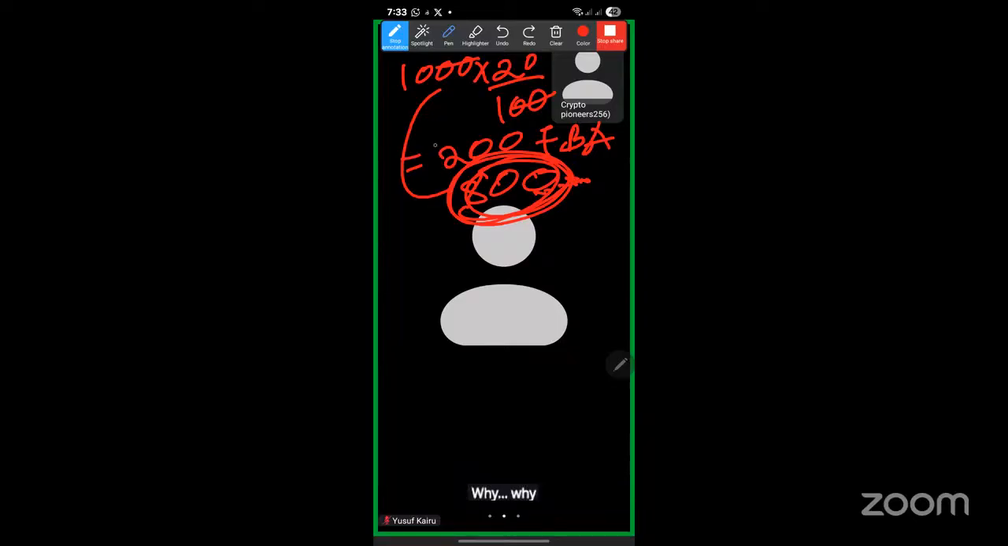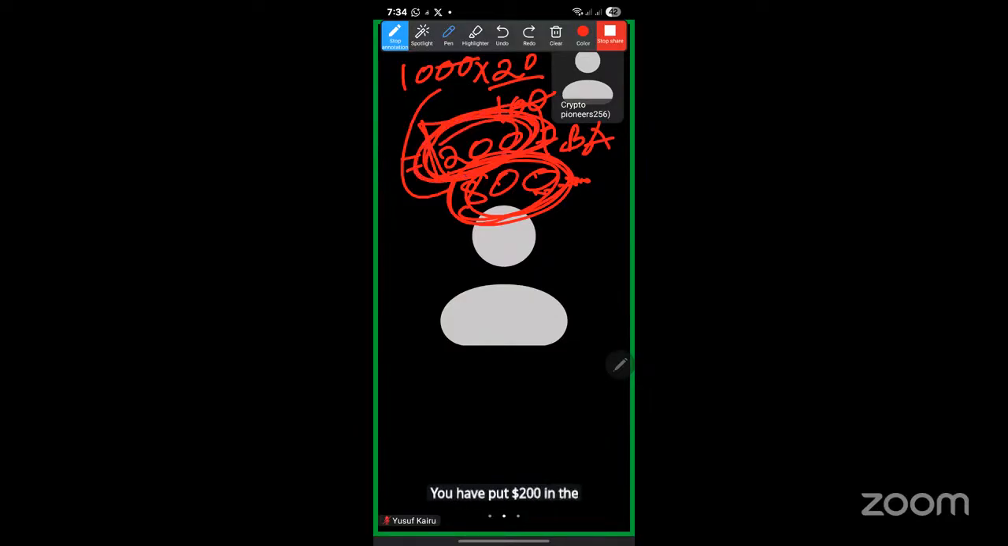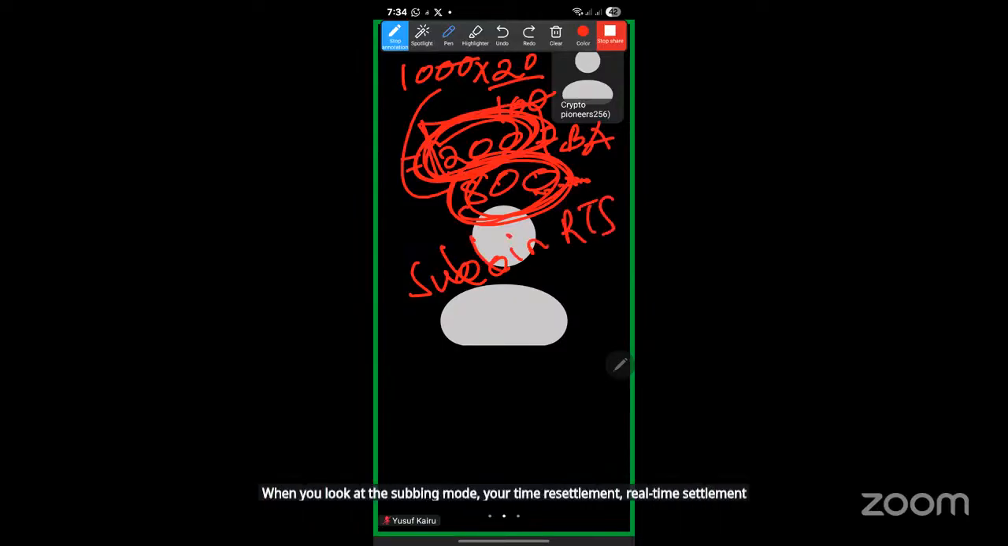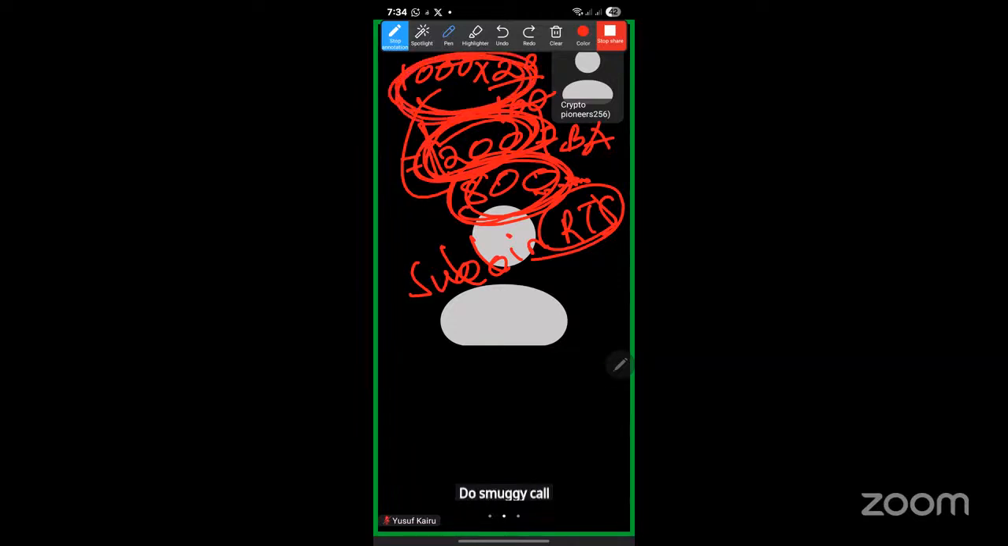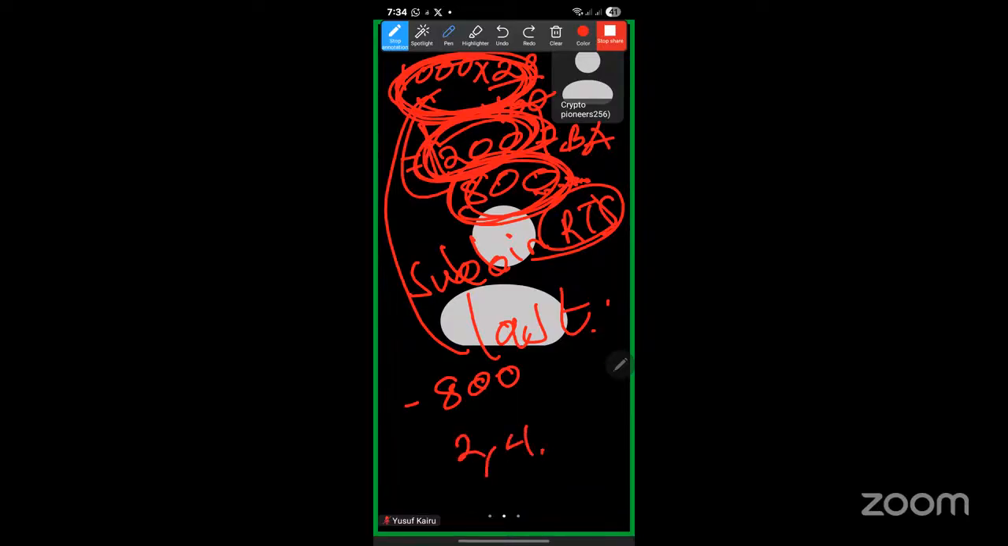Why? Because most of the money has been put in the first buying amount. You have put $200 in the first buying amount. And when we look at the sub-bin mode real-time settlement, this first buying amount of $200 will always be sold last. I don't know whether you are getting me. It will be sold last. That's why so kubera ne coin nebera mu $8. Webera mu $8 nejjange ekola 2 for 0.8, 0.9 because of this strategy.